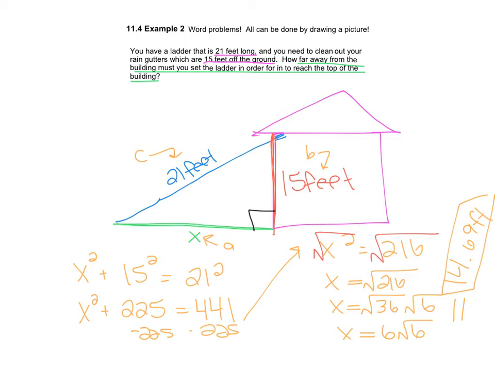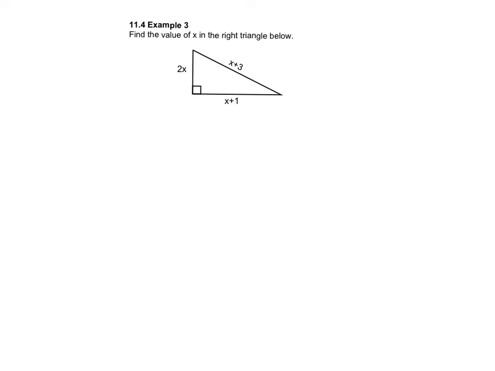So as you start to do your own word problems, make sure that you draw a picture. That picture will save you as you try to identify if the Pythagorean theorem applies and which value would be A, B, and C. Alright, finally, you will be asked to solve slightly more complicated triangles like the one you see in front of you here.